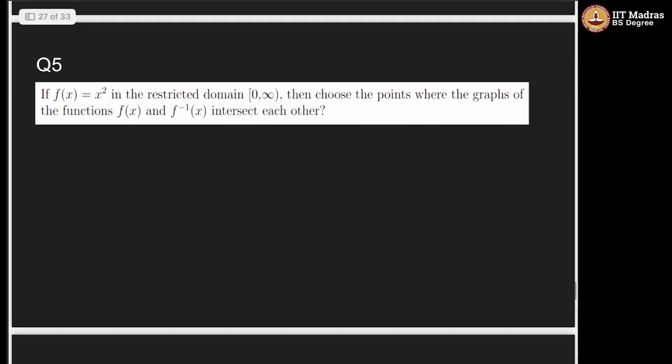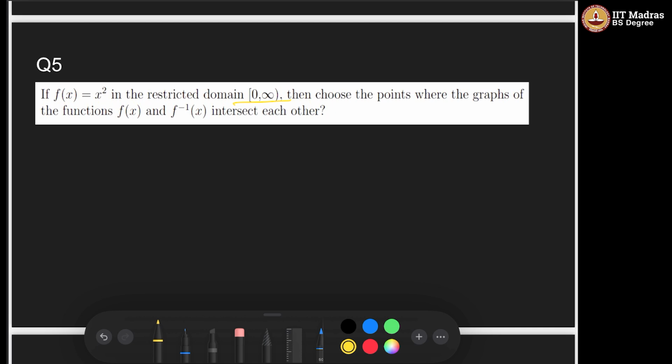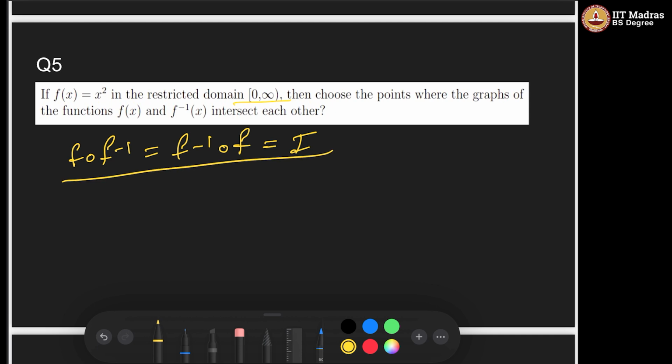Okay, let's look at the next question. If f(x) equals x square in the restricted domain, that means this is the domain of f(x), then choose the points where the graph of the function f and f inverse intersect each other. So what is our first target here? First, we have to calculate what f inverse is. We know that f compose f inverse equals f inverse compose f, which is the identity function. So we will start with the equation.